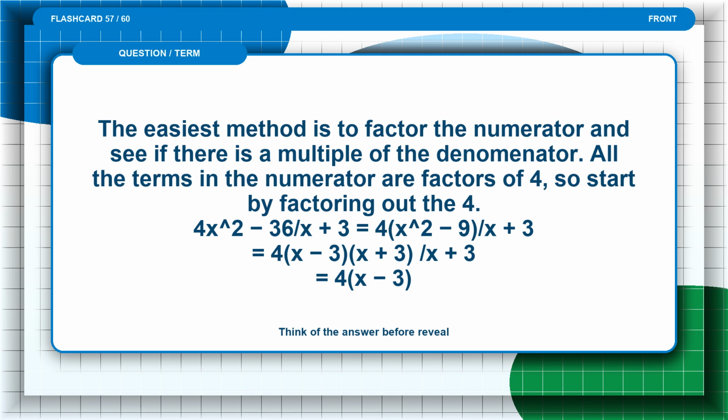Flashcard 57. The easiest method is to factor the numerator and see if there is a multiple of the denominator. All the terms in the numerator are multiples of 4, so start by factoring out the 4. (4x² - 36)/(x + 3) = 4(x² - 9)/(x + 3) = 4(x - 3)(x + 3)/(x + 3) = 4(x - 3). Think of the answer before the reveal.